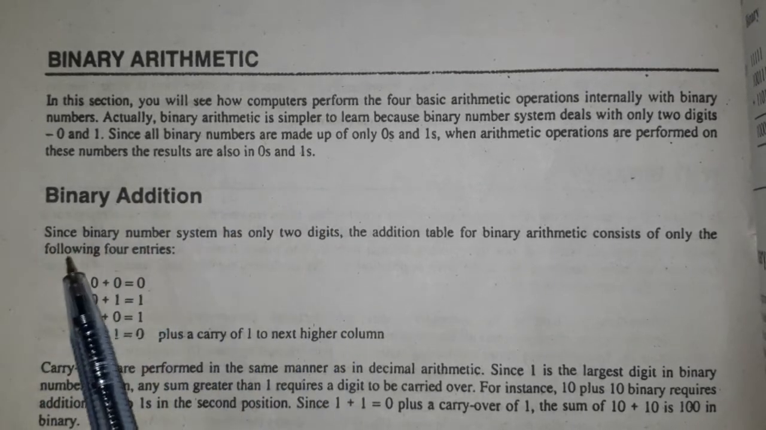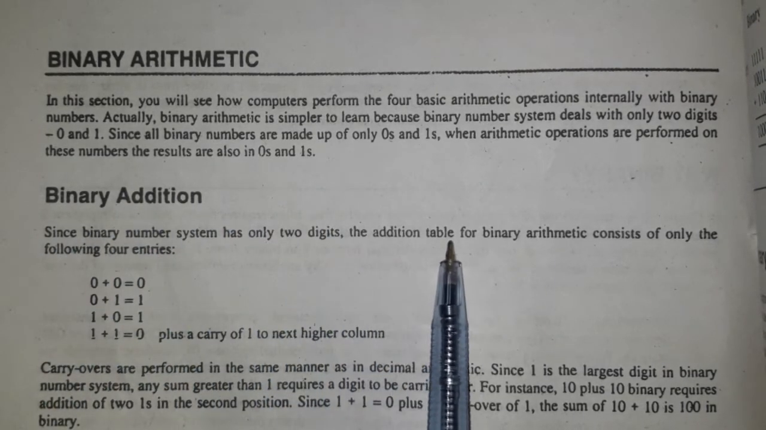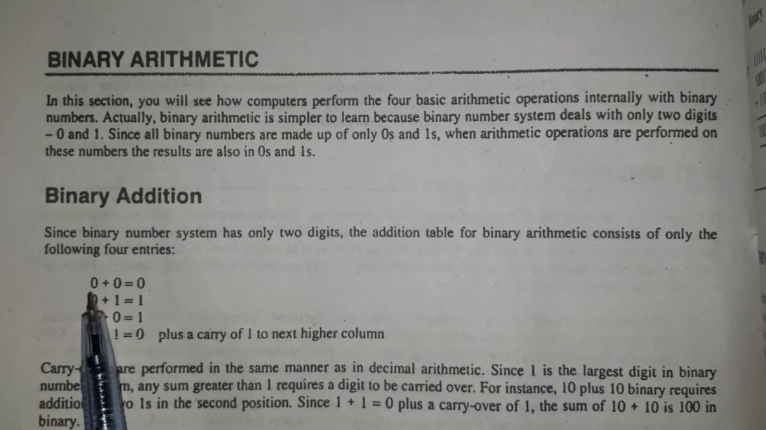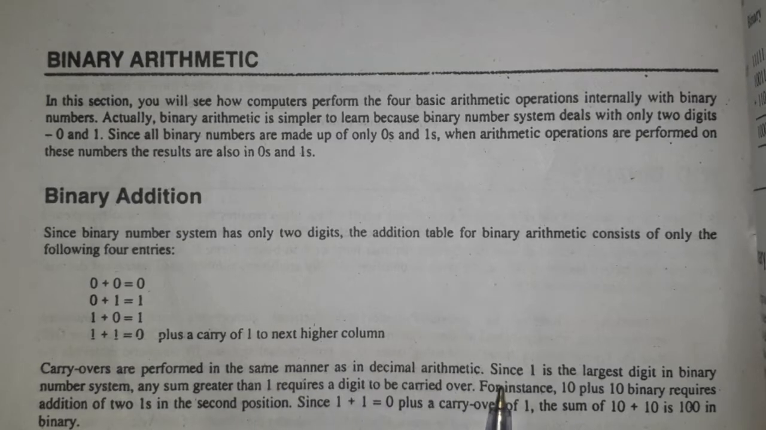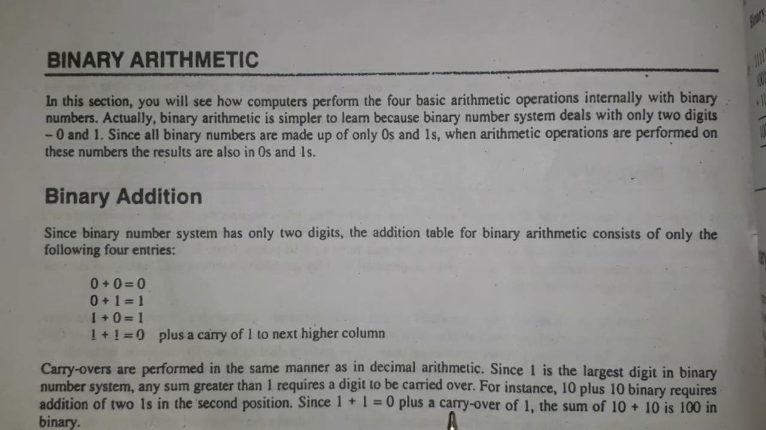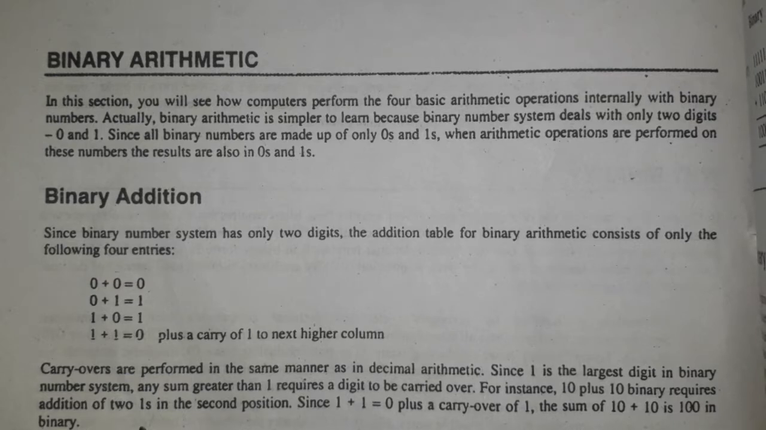Binary addition means addition of binary numbers. 0 plus 0 is equal to 0. 0 plus 1 is equal to 1. 1 plus 0 is equal to 1. 1 plus 1 is equal to 0 with carry 1. Carry overs are performed in the same manner as in decimal number arithmetic. Since 1 is the largest digit in the binary number system, any sum greater than 1 requires a digit to be carried over.